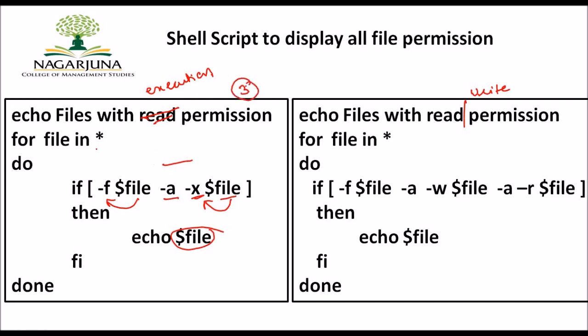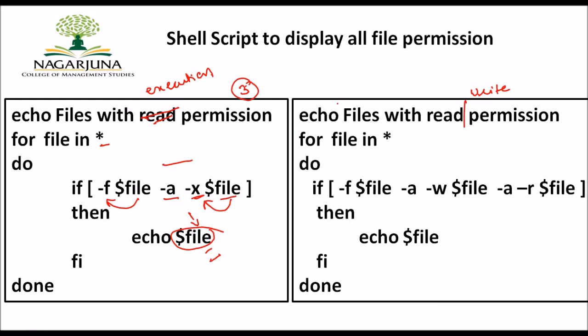So here it is going to check all the files and see if the file exists, and if the file exists, check whether that particular file has execution permission or not. If the file has execution permission, then you are supposed to display that particular file.